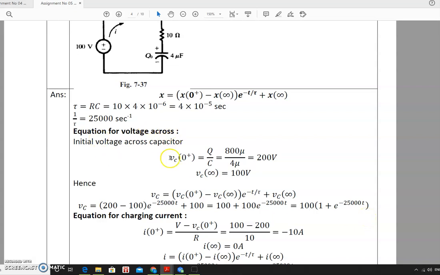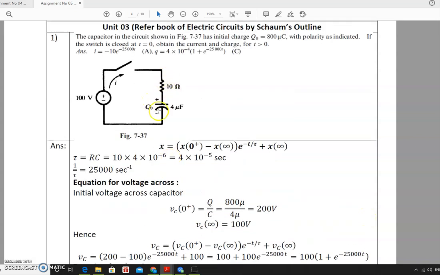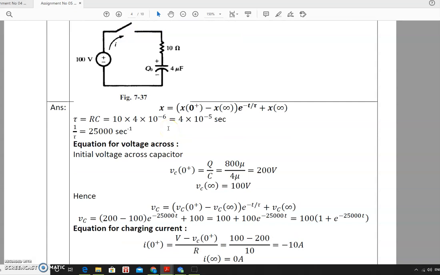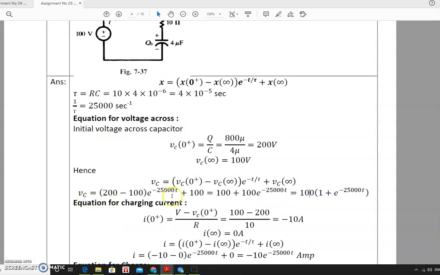So this is for the voltage. Though it is not asked in the problem, just for simplicity, and for making the problem more interactive, I am giving the voltage across the capacitor equation. Now what is the equation for the charging current?